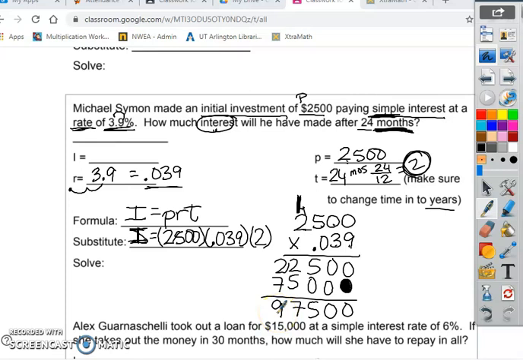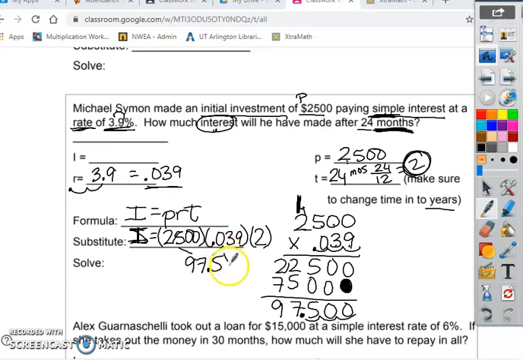Then I move my decimals. 1, 2, 3. 1, 2, 3. Percent to decimal, we move it twice. But here, I do have to move it 3 times because that's what the number is equivalent to. So this right here is really $97.50. I'm going to just put 0.5. This is how much interest basically in 1 year.